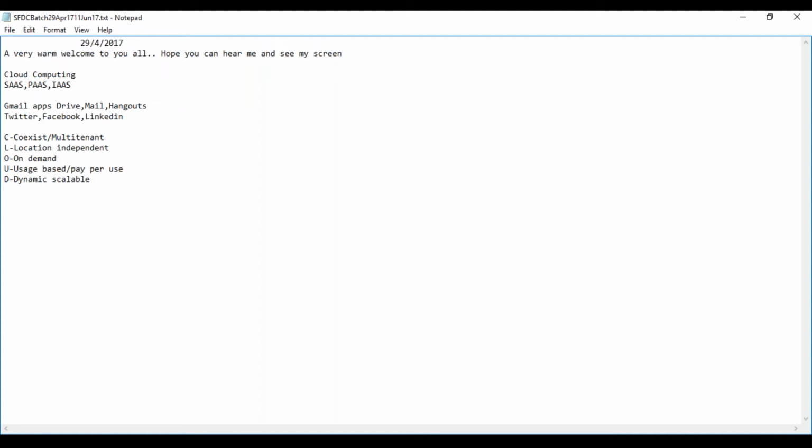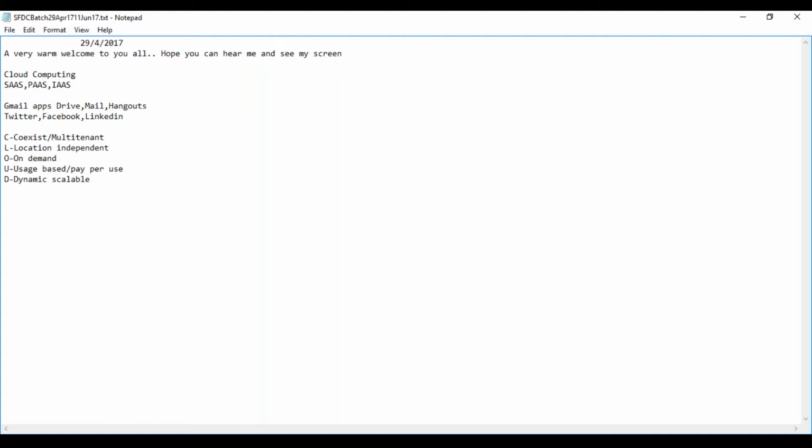With C, it means coexist. So you have many operating systems, many databases. You have Windows, Sun Solaris, Linux, and various kinds of databases that you would have come across like SQL, Oracle, MySQL, MS SQL. All of them can coexist with each other out here. It's a multi-tenant environment, which means more than one tenant.